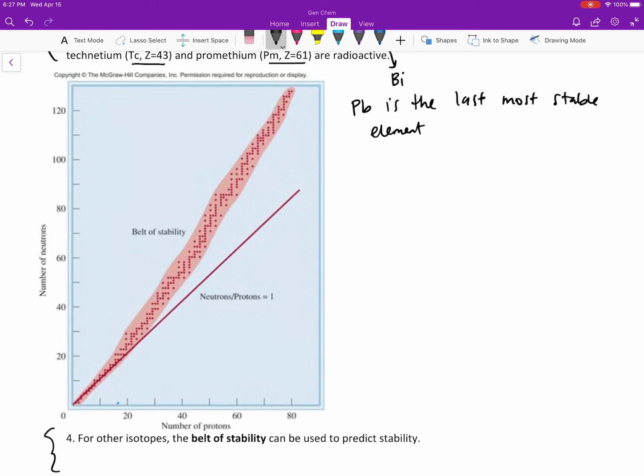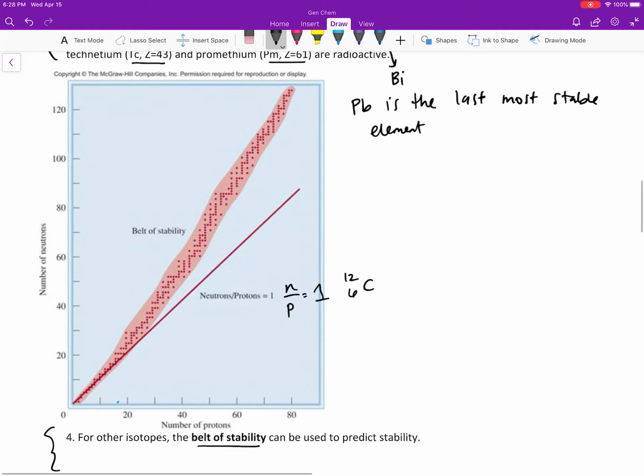All right, but this graph right here is going to be the belt of stability. Now the red line right here is where the neutron to proton ratio is equal to 1, meaning for every neutron I have a proton, and so on and so forth. So we know that that's true for elements like carbon. Carbon has 6 protons and 6 neutrons. It has a 1-to-1 ratio. Same thing for helium. For every 1 proton, it has 1 neutron, with a total of 4.